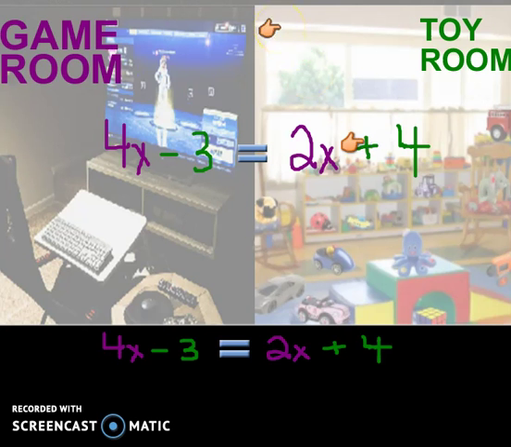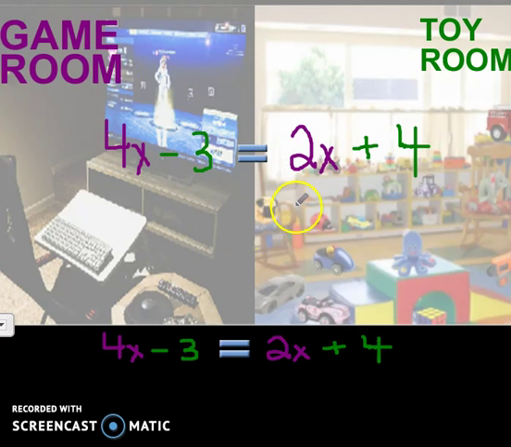Now, the best way to do this is pick a side for your variables. Well, it's already picked for us because I know I want my variables on the left-hand side of the equal sign, in the game room. So what do I do? I look in the other room. I look on the other side of the equal sign and I say, is there anything in here that doesn't belong here? Well, it's toys. Only toys can be in here. This does not belong. So I am going to use inverse operations to remove it from this side.